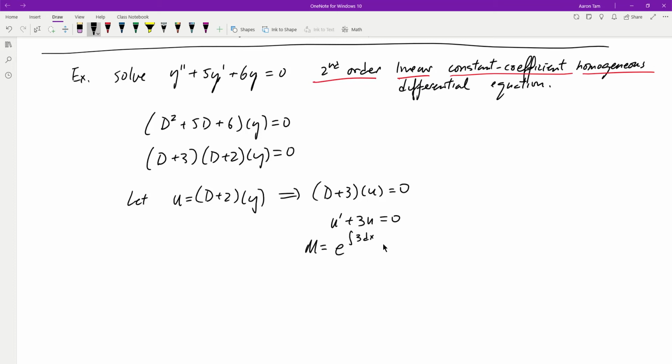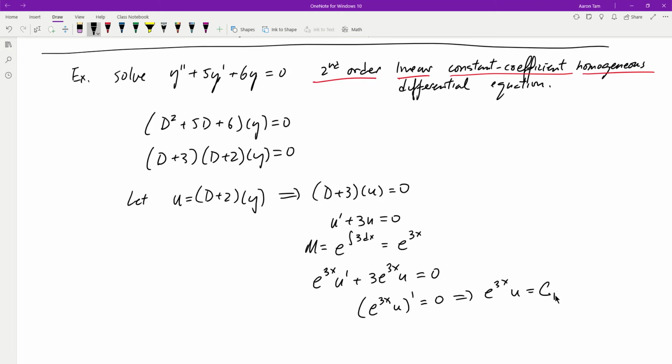So I'm going to say m would equal e to the integral of 3 dx, or t if you want. That becomes e to the 3x, my exponential multiplier. So therefore e to the 3x u prime plus 3 e to the 3x u equal to 0. And therefore that tells me that (e to the 3x u) prime equals some constant, 0.